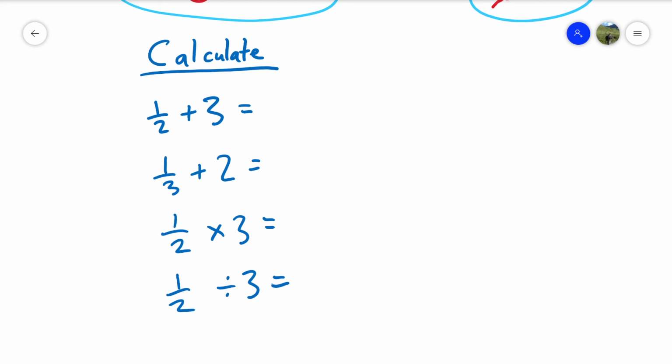Right, this is pretty grim. I apologise. Okay, have a go. Let me try and just write the answers first. This one is 7 over 2. This one is... Did I just do that wrong? No, I didn't. This is 7 over 3. Okay, yep, that's 3 over 2. That's 1 over 6. Now I'm going to explain all of them.